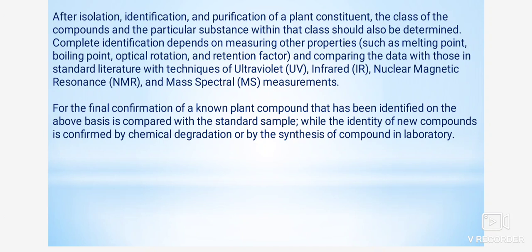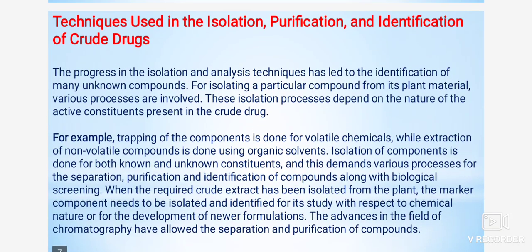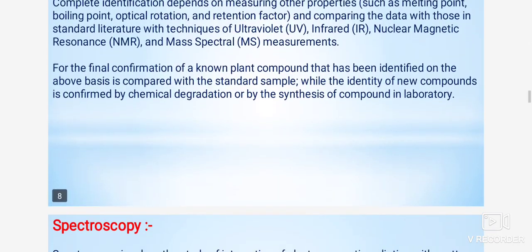and retention factor, and comparing the data with those in standard literature, with the techniques of ultraviolet, infrared, nuclear magnetic resonance and mass spectral measurements. For final confirmation, a known plant compound that has been identified on the above basis is compared with a standard sample, while the identity of new compounds is confirmed by chemical degradation or by the synthesis of the compound in the laboratory. So these are the techniques used in the isolation, purification and identification of crude drugs.